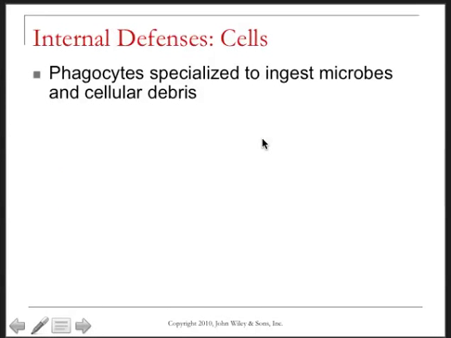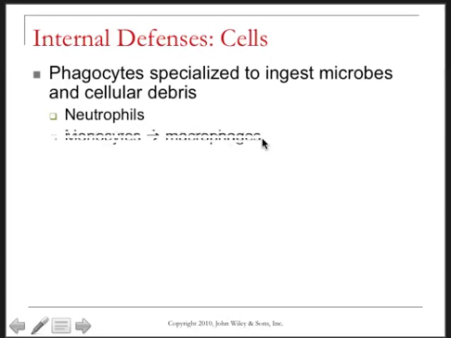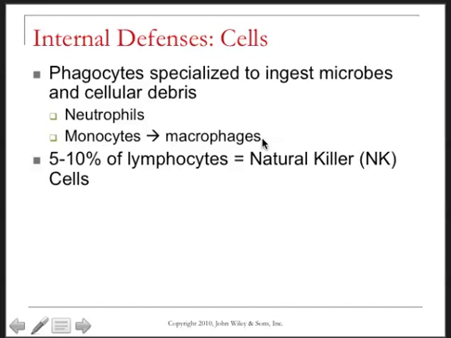Phagocytes are specialized to ingest microbes and cellular debris. Examples of these are neutrophils and monocytes, which differentiate into macrophages. And this type of defense has a two-pronged effect. It both destroys the pathogen by ingesting him and breaking him into little pieces, but it also warns the immune system of the presence of a particular pathogen by displaying these digested bits on the surface of the cell membrane. Okay, so this is, again, a two-pronged strategy to rid us now of disease and illness.